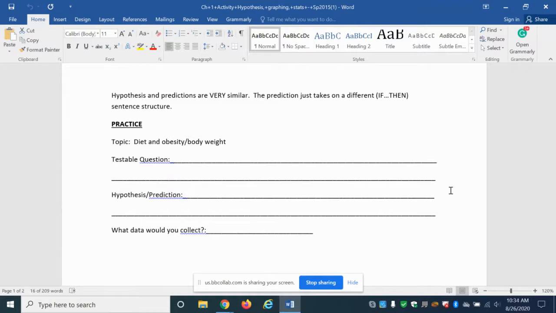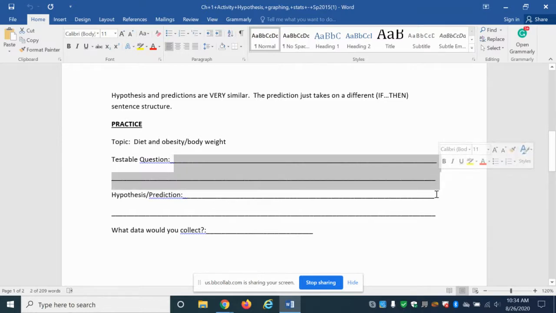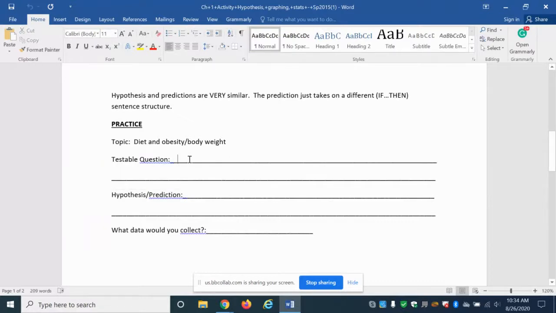And so what you're going to do here in the practice is type in a testable question that you want to answer about diet and obesity or body weight. So maybe a question could be, and you can't use my question, can you be fit and be overweight? So that might be a question that you're interested in. Questions may vary in terms of how broad or how specific they are. Sometimes that is really going to be up to the researcher, which is you in this scenario.